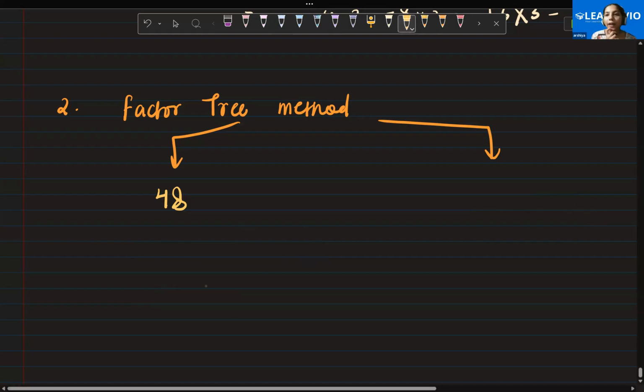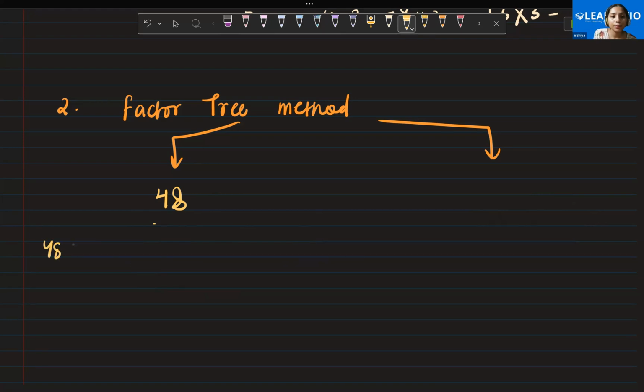Now, 48. Again, I have to find a factor pair. So, what are the factors of 48? We have 1. We have 2 because it's an even number. Now, 4 plus 8 is how much? 12, right? So, 12 comes in the table of 3. So that means 3 is also a factor. Now again 48, it also comes in the table of 4, because the ones and tens place, like 48, comes in the table of 4. It does not come in the 5 table. And because it's divisible by both 2 and 3, it also comes in the table of 6. It does not come in the table of 7.